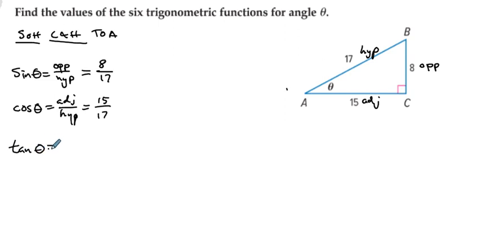We have the tangent of theta, all right? So tangent is the opposite over the adjacent, okay? Opposite over adjacent. So my opposite over adjacent, so it's 8 over 15, right? And again, there is no way to simplify that. They do not share any factors. And those 3 are done.